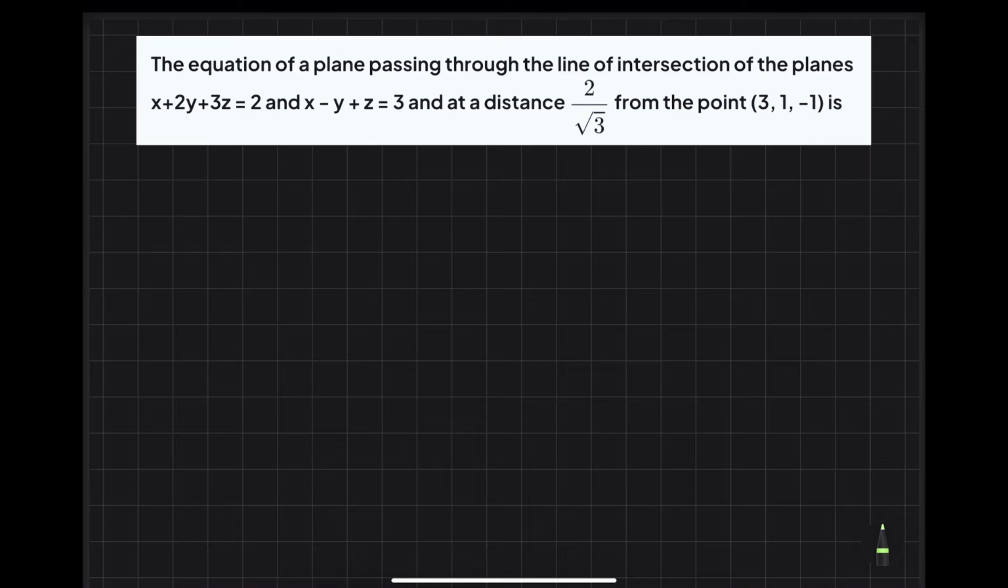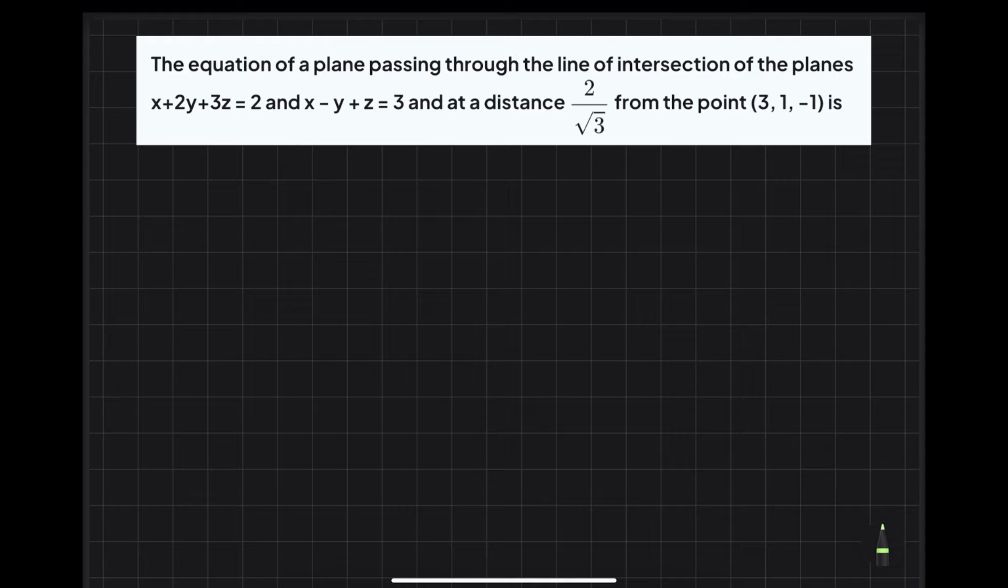So, we got a wholesome new problem which says: the equation of plane passing through the line of intersection of planes this and this. Now, does this statement remind you of anything? The equation of plane passing through intersection of planes. Exactly. Whenever you read this statement, equation of plane passing through intersection of planes, it is a family of planes.